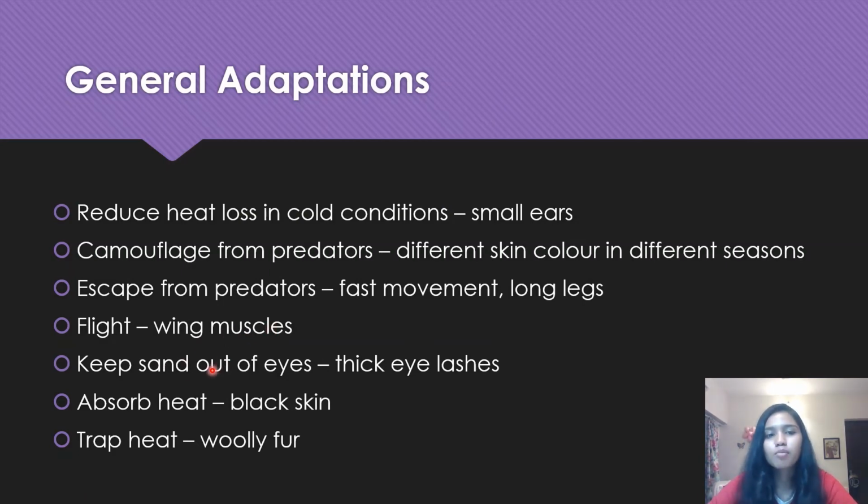Then this is for a camel. To keep sand out of the eyes, it has thick eyelashes. Then to absorb heat, you have black skin, like the polar bear has black skin but white fur. The black skin helps to absorb heat, and then woolly fur helps to trap heat. And like other general adaptations, a camel has hooves with a padded surface that it can walk on the sand because its hooves don't sink into the sand in the desert. And then it has a hump to store fat. So basically you have these kinds of adaptations. Just look at the picture and you should know it, because these are all grade 6, grade 7 things, but you just have to apply them again when you look at the picture.